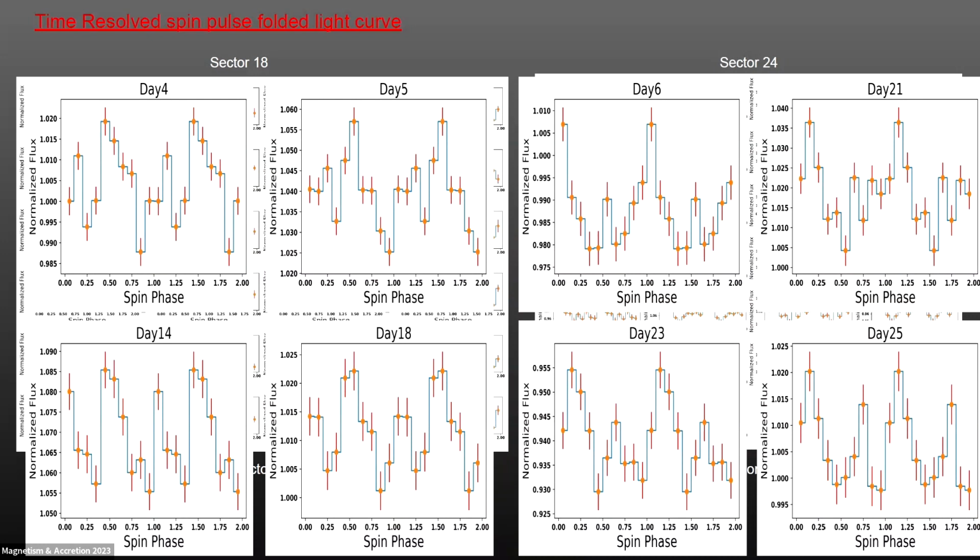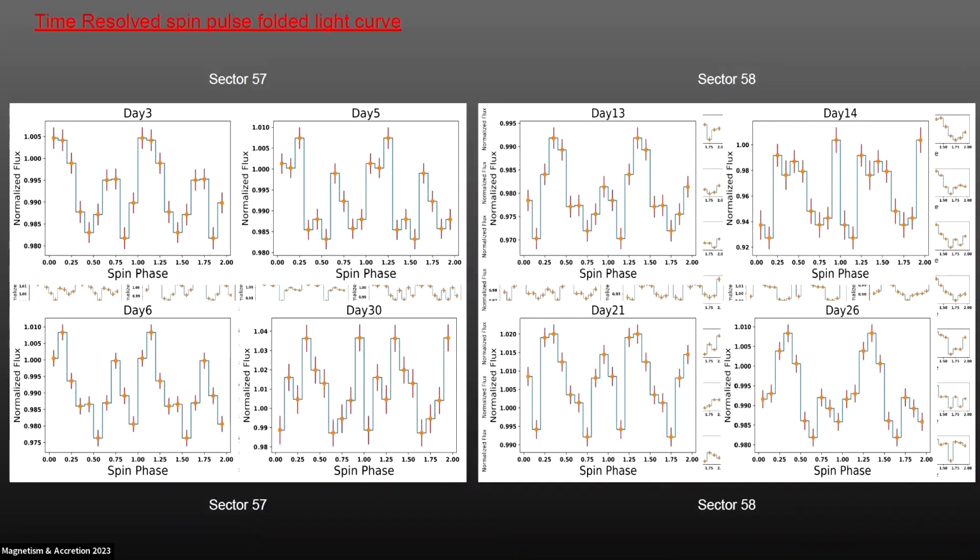Sure. These are the plots for sector 18 and sector 24. This shows the same thing, that we have a double-peaked pulse profile on all the days. This is the plot for sector 57 and sector 58. This sector also follows the same trend as that of the previous three sectors.